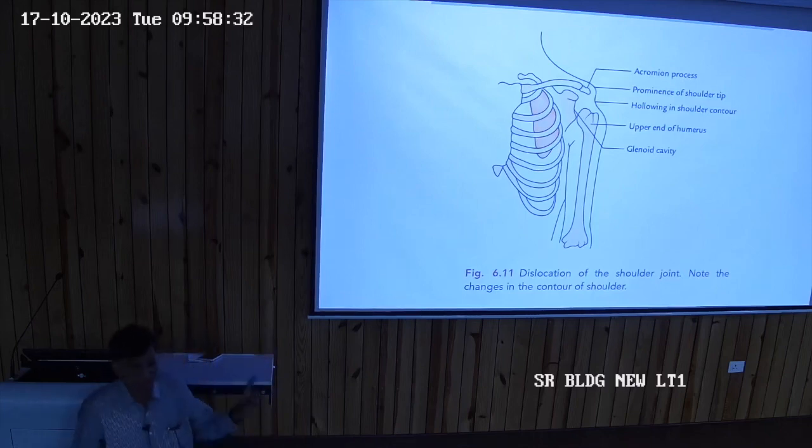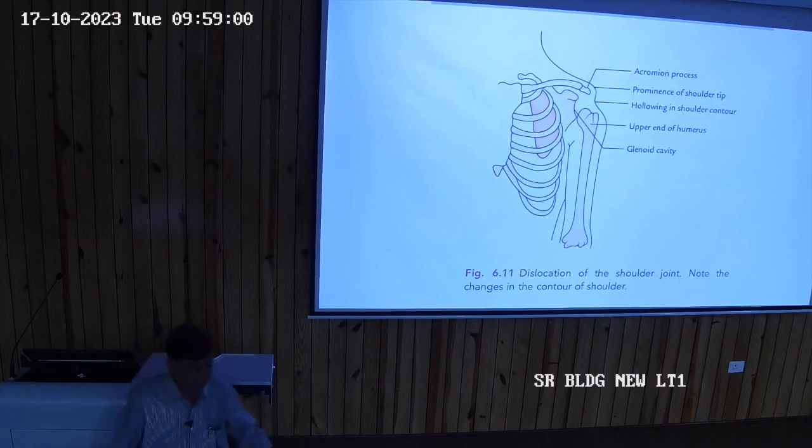So, the third stability is provided by the long head of the biceps, which also prevents the upward displacement of the head of humerus. So it is very clear why the dislocation is not above. But still, some patients come with the complaint of upward dislocation. That is very rare. All right.